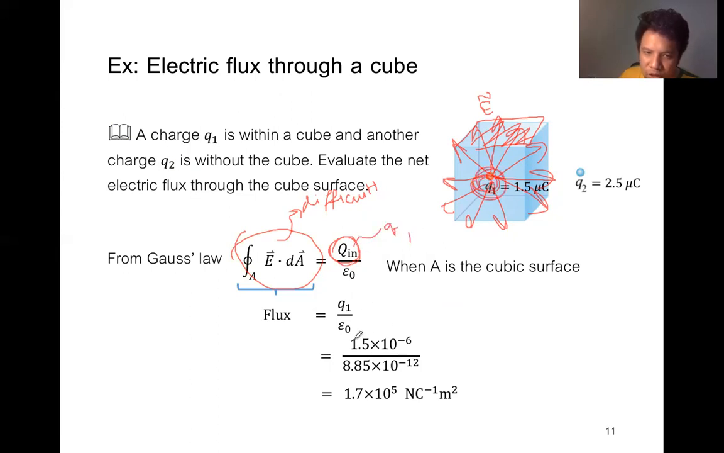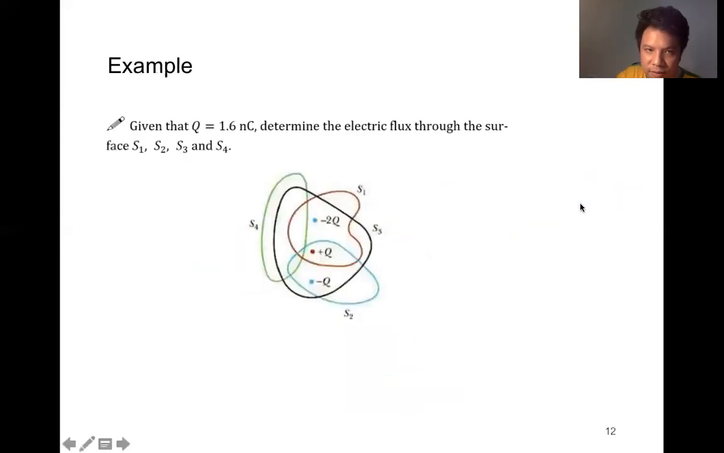And if we substitute the Q1 and the epsilon 0, or this constant, we'll be able to calculate the electric flux without the integration. So we can calculate the flux from here. But what about Q2? Q2 is not used here because Q2 is outside. So we do not use Q2 to calculate the flux.